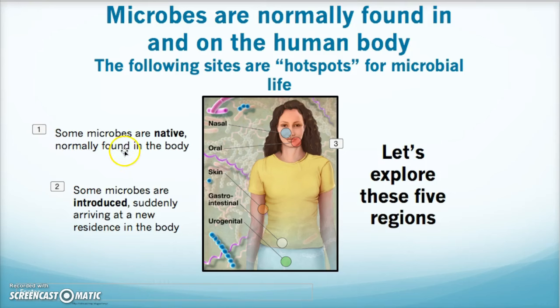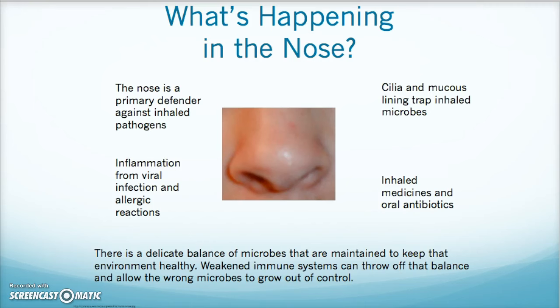Now, some of these microbes are native. They're normally found in or on the body in these locations. But also we can have some microbes that are introduced, where either they're introduced from outside the body or perhaps from one place in the body to another that they're not normally found. So the first place that we're going to look at is the nasal passageways.